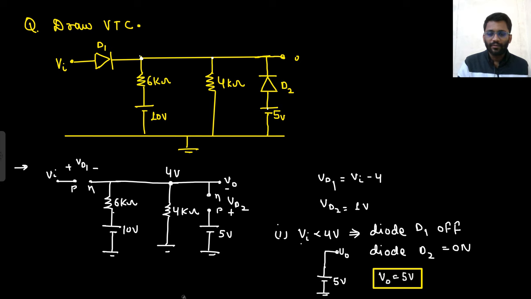Yeah, we can remove all those things. Now, if Vin is greater than 5 volt, the third condition we are taking, what will happen?